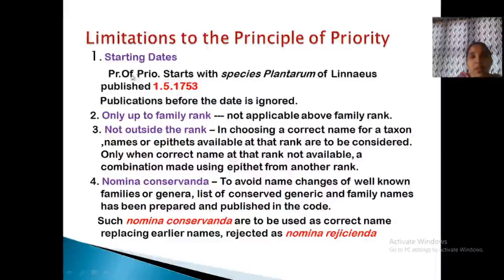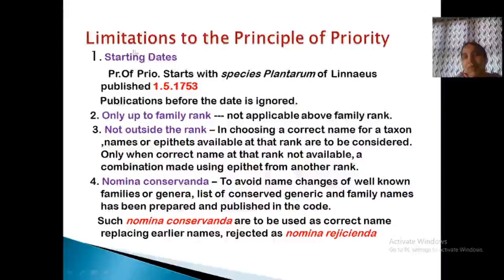Priority rule. The rule of priority starts with the Species Plantarum published by Linnaeus, that is May 1st, 1753. The date is different for fungi, algae, bryophytes, pteridophytes, etc. In the case of angiosperms, it is May 1st, 1753. So publications before the date are ignored.